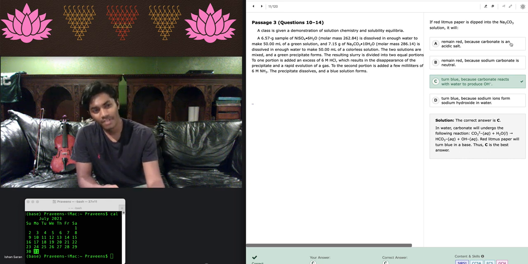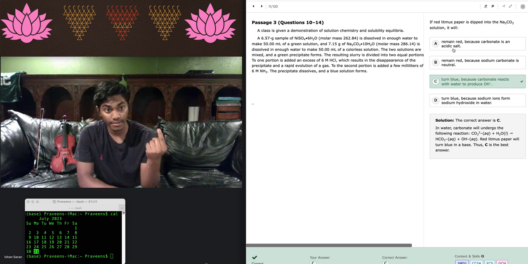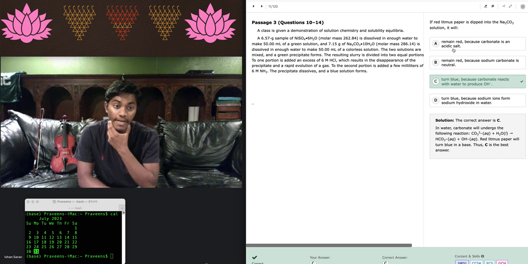So, carbonate is not an acidic salt. Let's start here. Carbonic acid is an acid naturally, and the conjugate base is the carbonate ion. So if anything, carbonate is a basic salt. And it is, so let's knock out A.